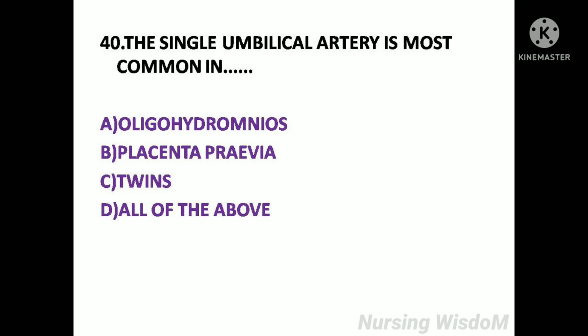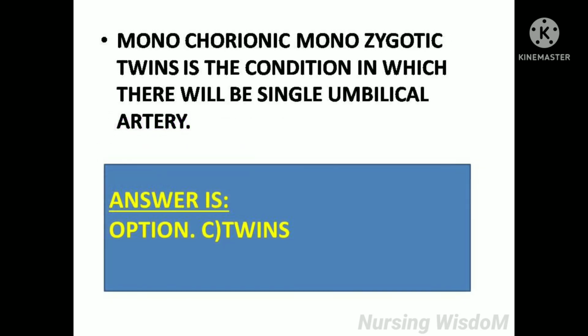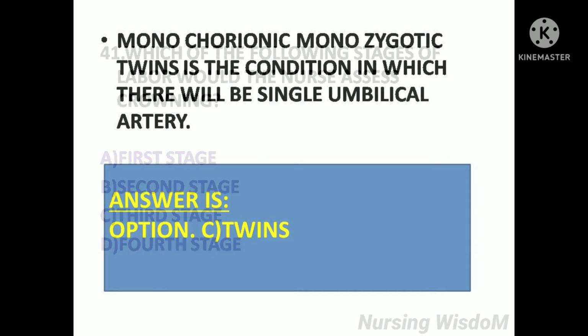Option D, all of the above. Monochorionic monozygotic twins is the condition in which there will be single umbilical artery. So here the answer is option C, twins.